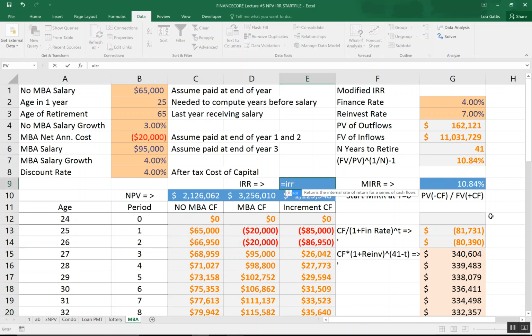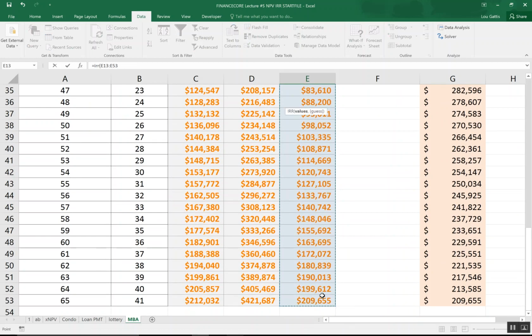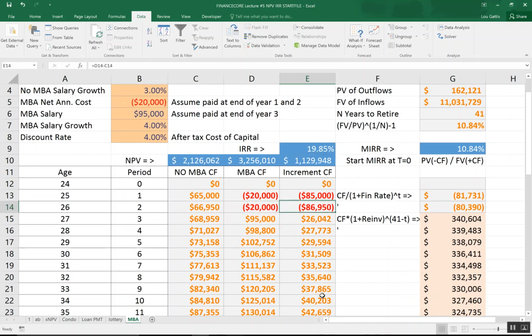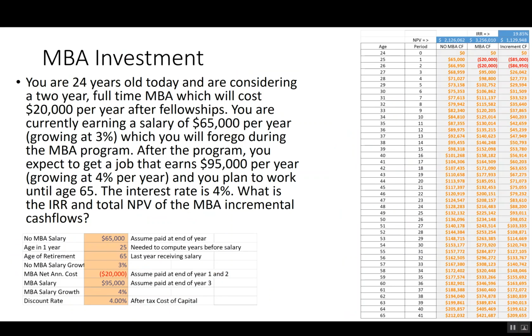And I can calculate the IRR of my investment since the first one is a negative value. I can take the IRR. So what was the return of my $40,000 investment there? Or I'm sorry, my $85,000 and $86,000 first 2 years investments. It's a 20% return. So that's my NPV of getting an MBA.